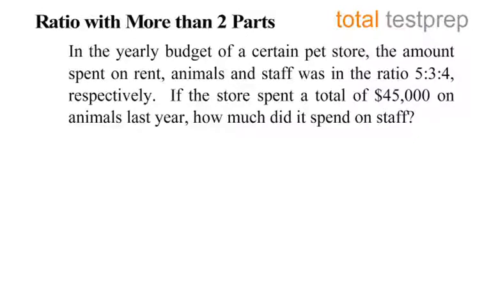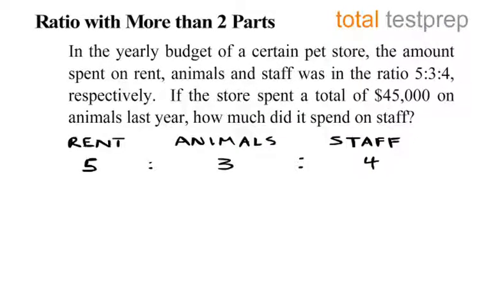So in the yearly budget of a certain pet store, the amount spent on rent, animals, and staff was in the ratio of 5 to 3 to 4, respectively. If the store spent a total of $45,000 on animals last year, how much did it spend on staff?